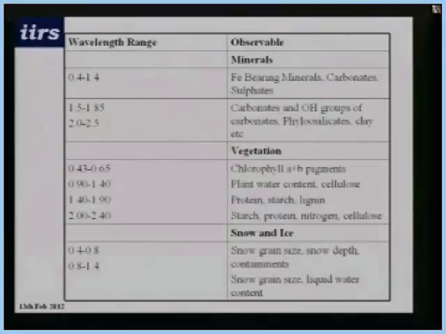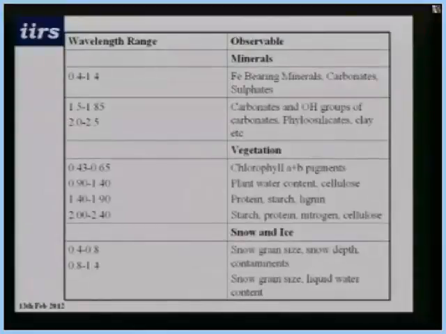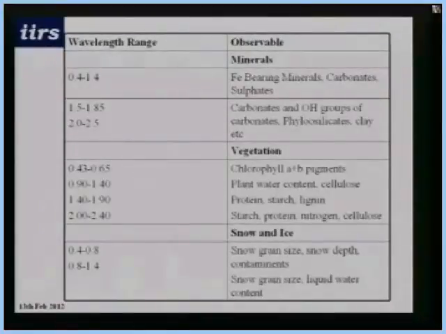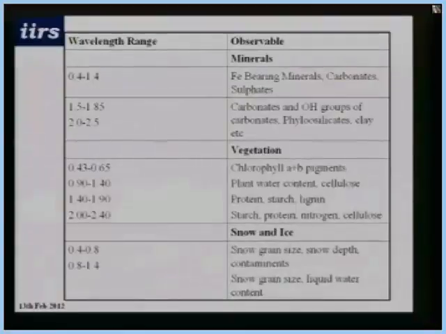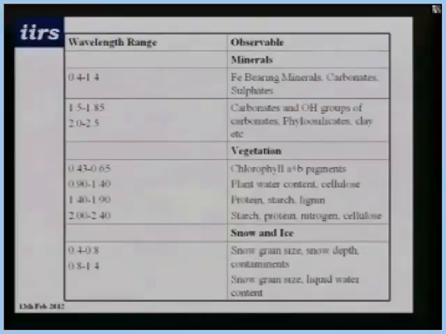For vegetation features, the wavelength regions which are important specifically in terms of chlorophyll, pigmentation identification, plant water content, cellulose, protein, starch, nutrient, stress, nitrogen, they are from 0.4 to 0.65, where these absorption zones might occur, 0.9 to 1.4, 1.4 to 1.9 and 2 to 2.4 micrometers. For snow and ice studies, to determine the snow grain size, snow depth, contaminants, liquid water content, the wavelength region is from 0.4 to 0.8 and 0.8 to 1.4 micrometers.